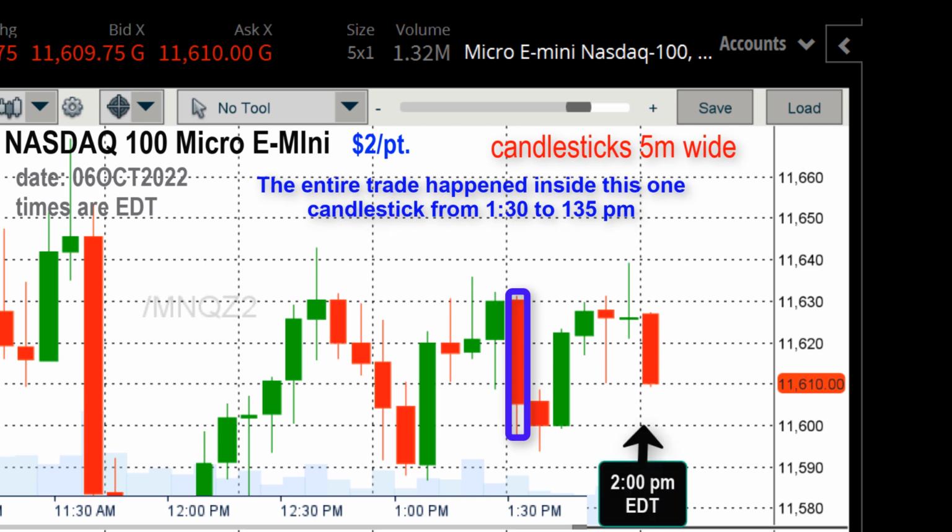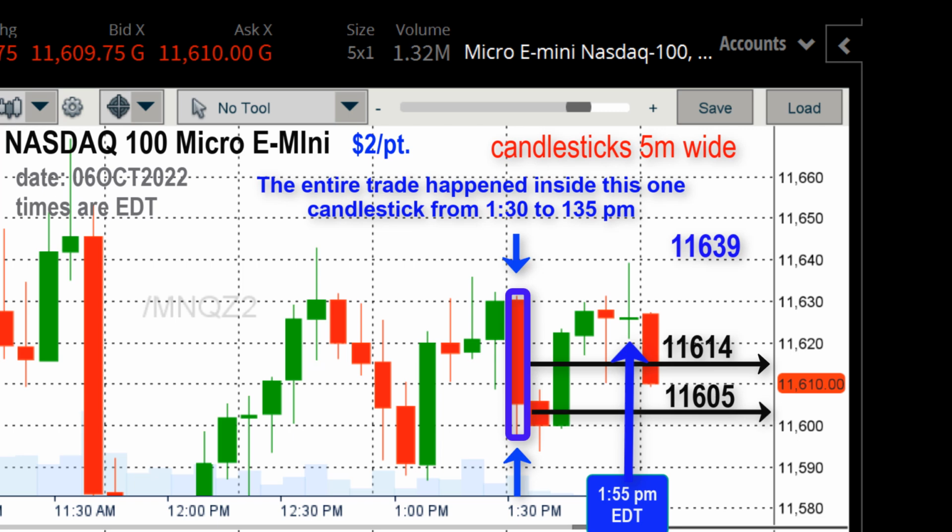Now this chart is about half an hour after I closed the trade. The trade took place in that blue rectangle from 130 to 135. All the trade was inside that one candle. I sold at 11,614 and closed at 11,605. And you can see by 155 all the way back up to 11,639.